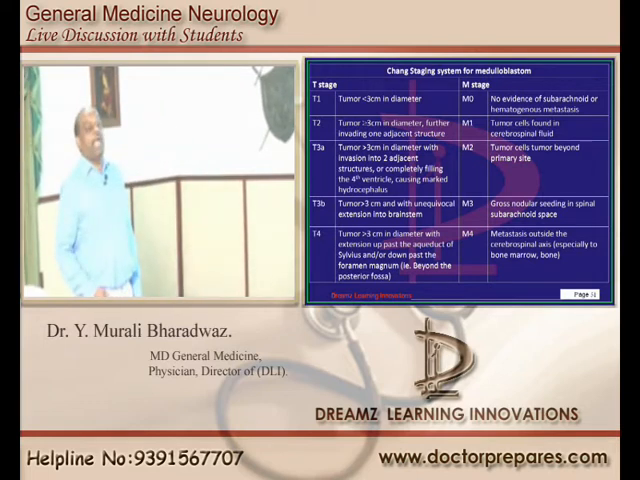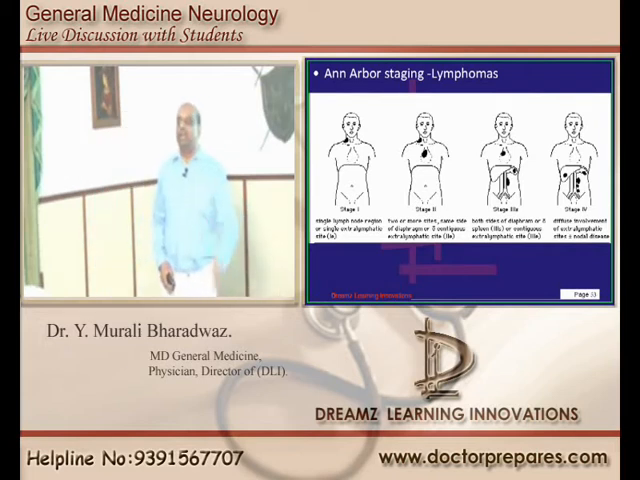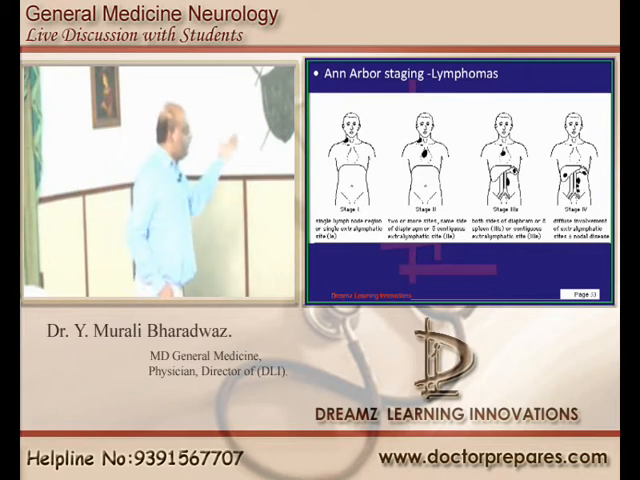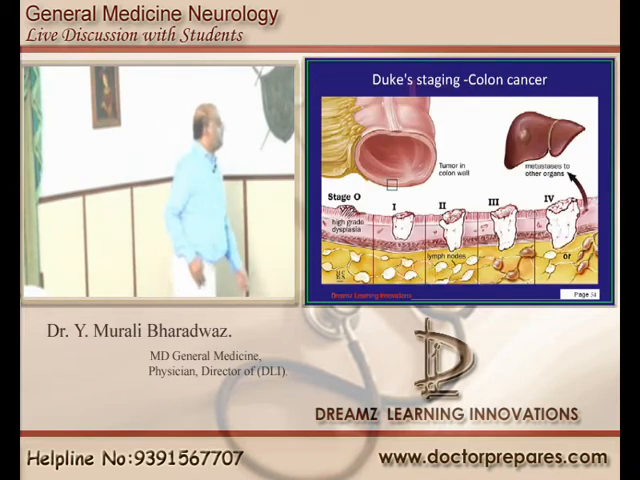Then the Ann Arbor system. I'll just quickly take you to a round of oncology staging. Lymphomas, above or below the diaphragm, both sides of the body or only one side of the body. So that's how you divide lymphomas. Then where do you use Duke staging?